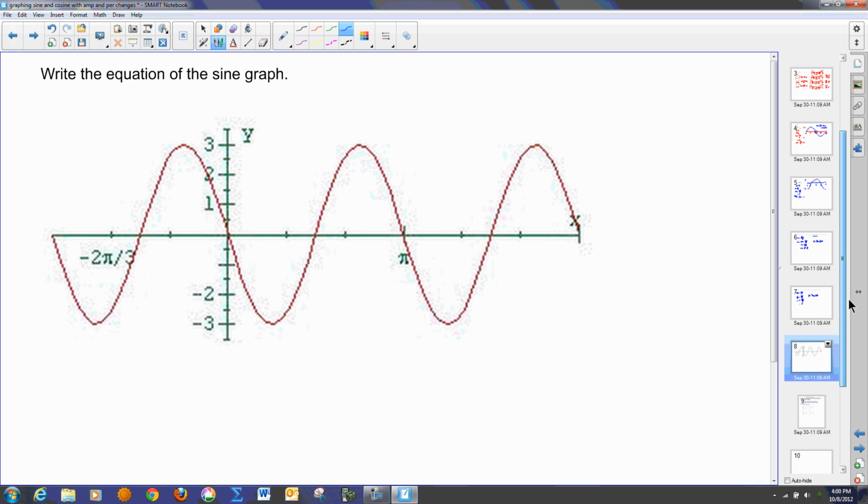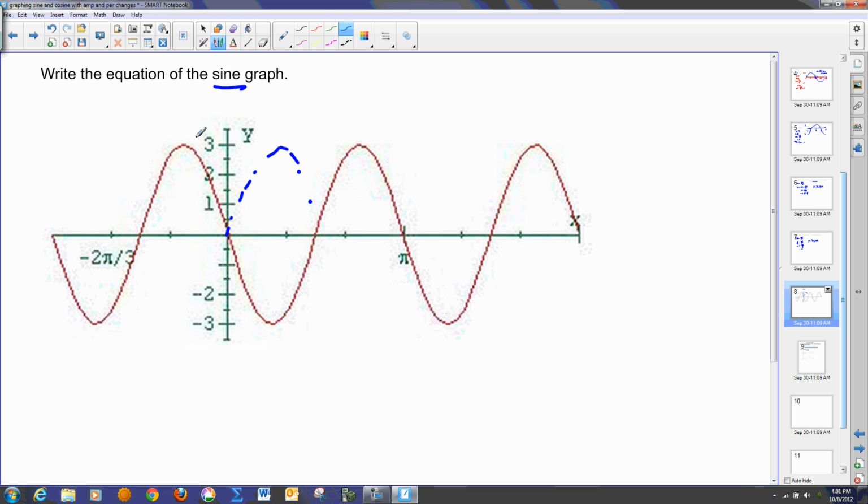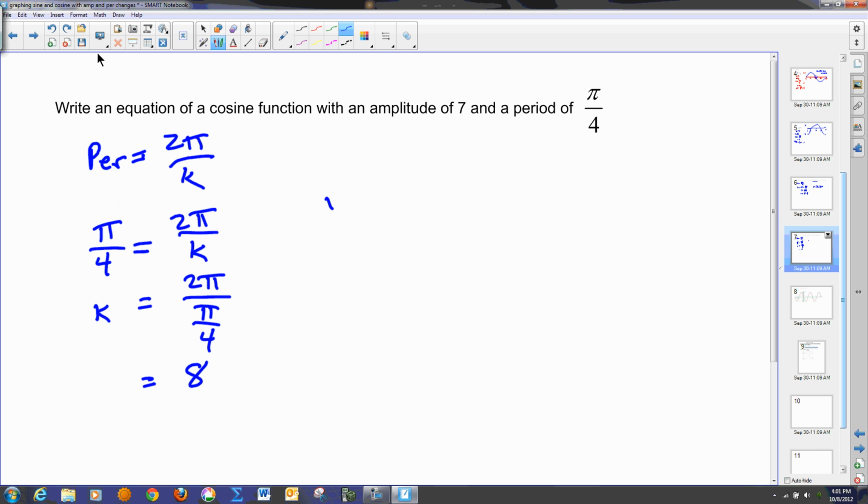Now, this problem is just a little bit different in that we're given a graph and we want to write its equation. And they're telling us off the bat that this is a sine equation. So we know what we're looking at. Now, normally sines would come up like this and then come down. But this one doesn't. This is going to start by going down.